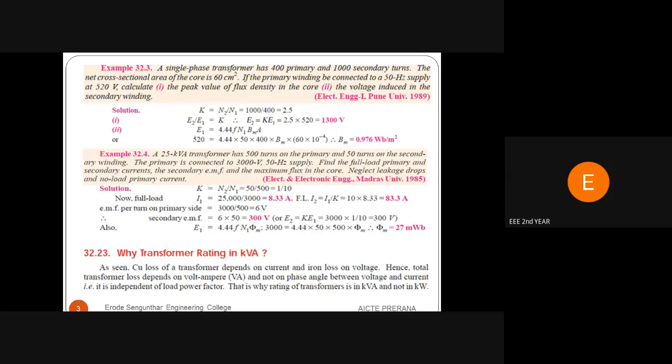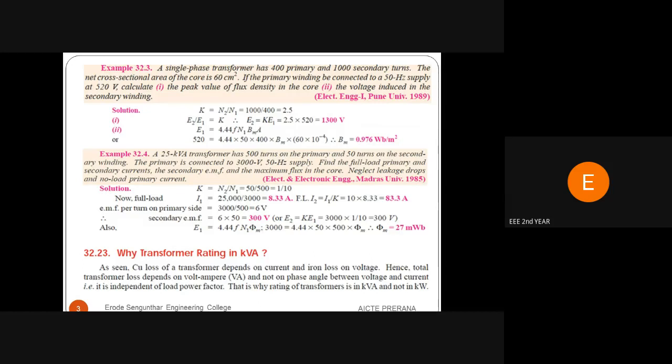Then find the full load primary current I1. Based on the formula, the rating of the transformer divided by the primary voltage gives the value of current. That is I1 equal to rating of the transformer divided by primary voltage. That is I1 equal to 25 kVA, we convert the 25 kVA into 25,000 VA, divided by 3,000. So we get the primary current value, 8.33 ampere. That is the formula: rating of the transformer divided by primary voltage gives the primary current.